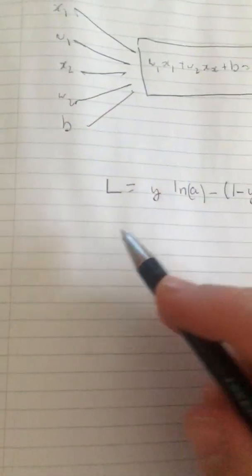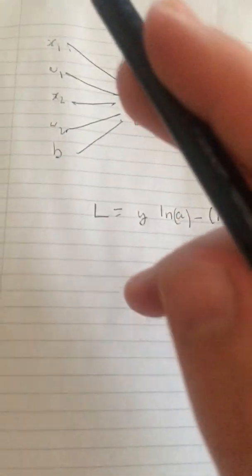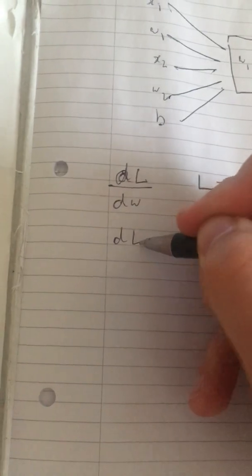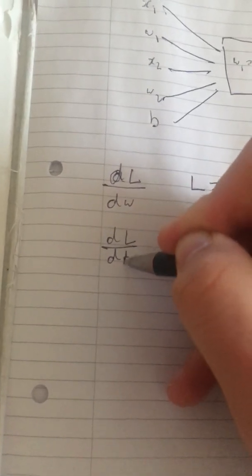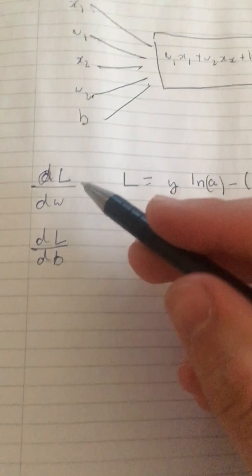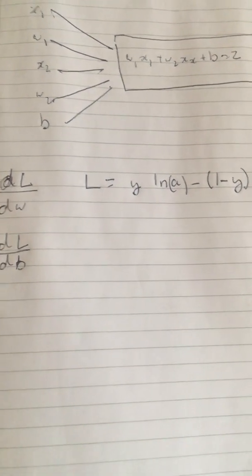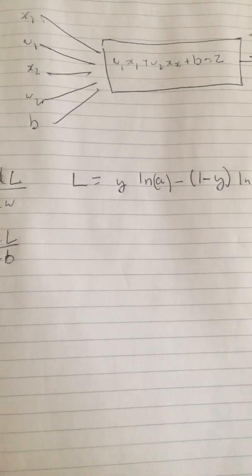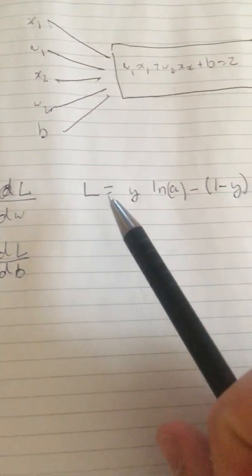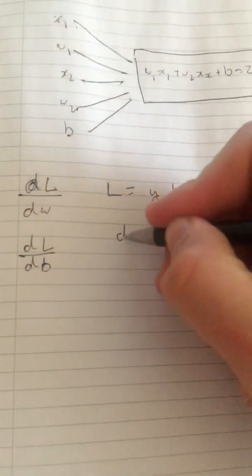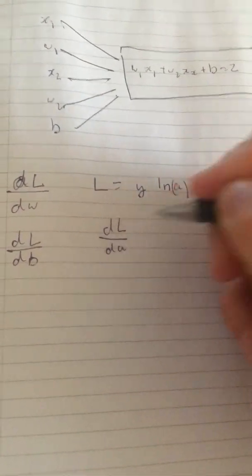Now, what we need to try and find is, because in the end we need to adjust these weight and bias values, the derivative of the loss with respect to the weight and the loss with respect to the bias. So this is what we want to try and find in the end, so we know what to adjust the weight and biases by. So the first step to doing this is to find the derivative of the loss with respect to the activation. So dl over dA.